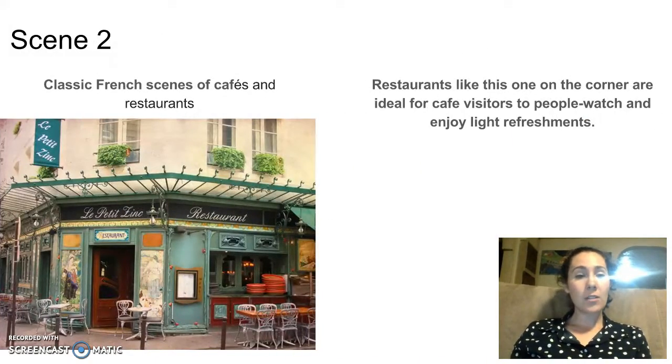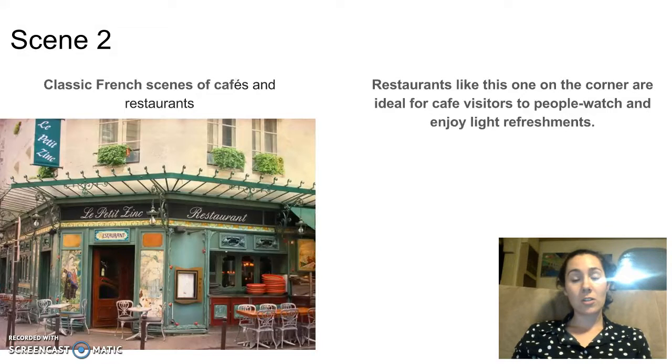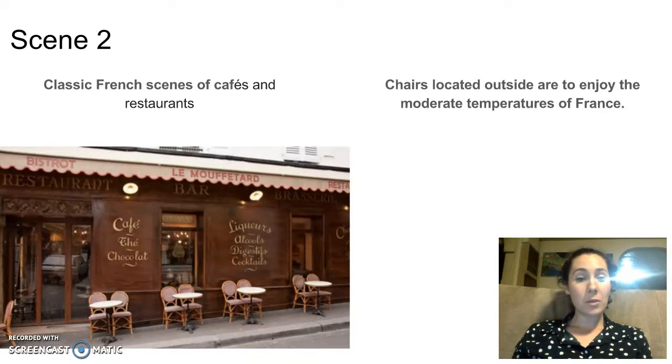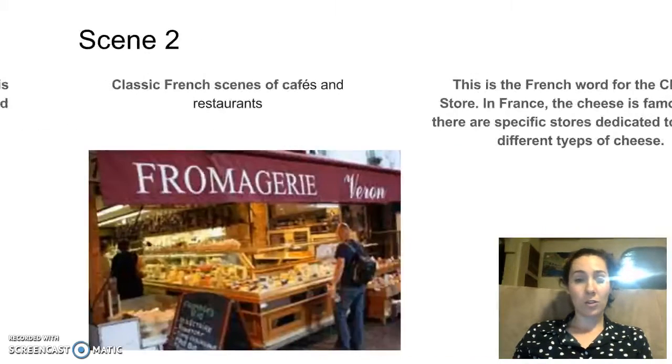Moving on, everyone will need to include classic French scenes of cafes and restaurants. What this means is that you need to find on the internet or in personal pictures of your friends who may have been to France images of where French people dine, and even if it's not specifically in France, what does a French restaurant look like? If you could also caption them with what they mean if they're French words, of course I'd like for you to translate, and also explain what that might mean within the culture of France.